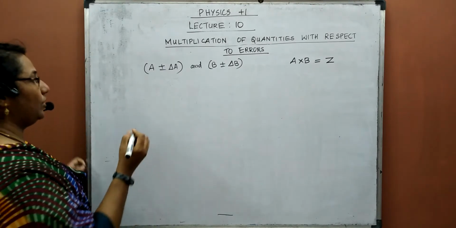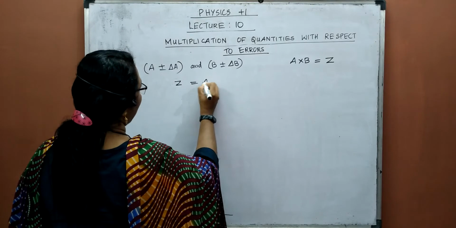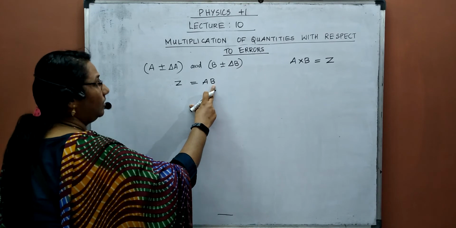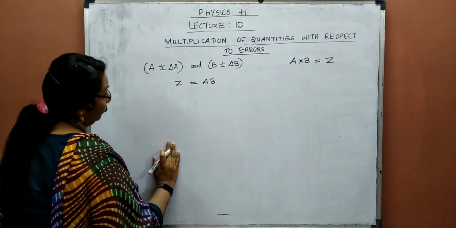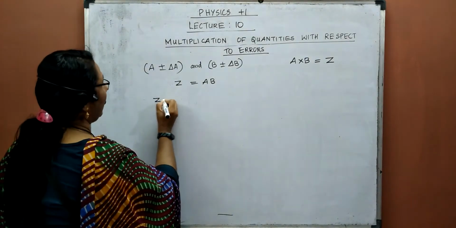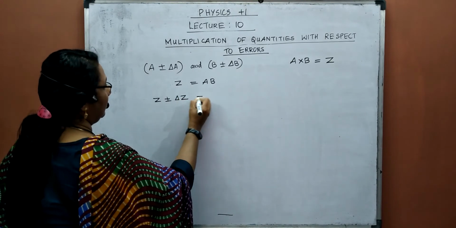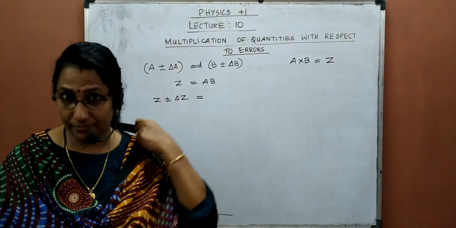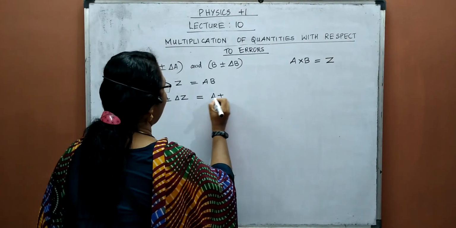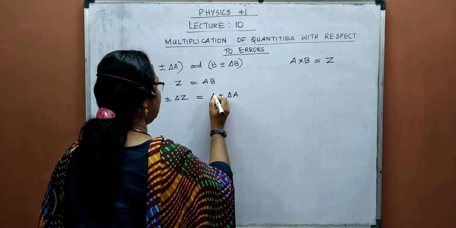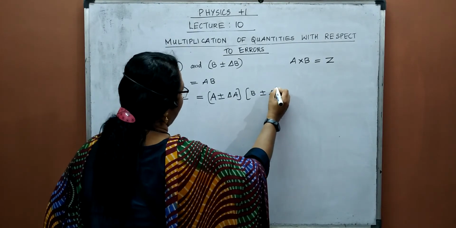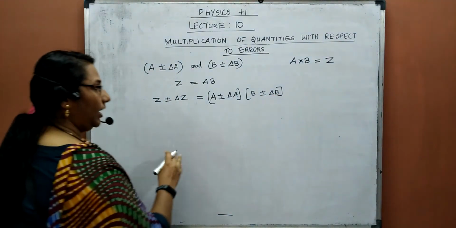We know Z is equal to A into B. But since A has a certain error and B has a certain error, the product will also contain some error. So we will write Z plus or minus delta Z, the product in terms of the error, is equal to A plus or minus delta A into B plus or minus delta B. Is it clear?